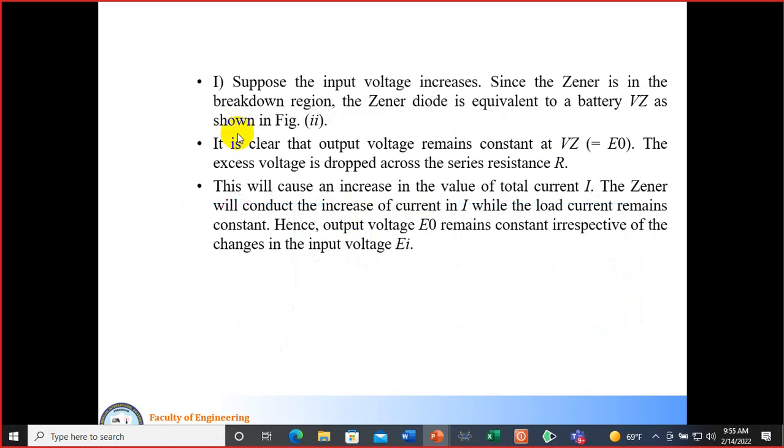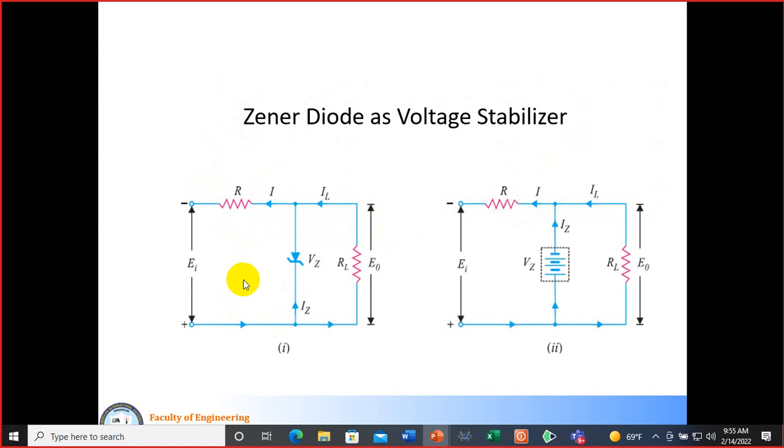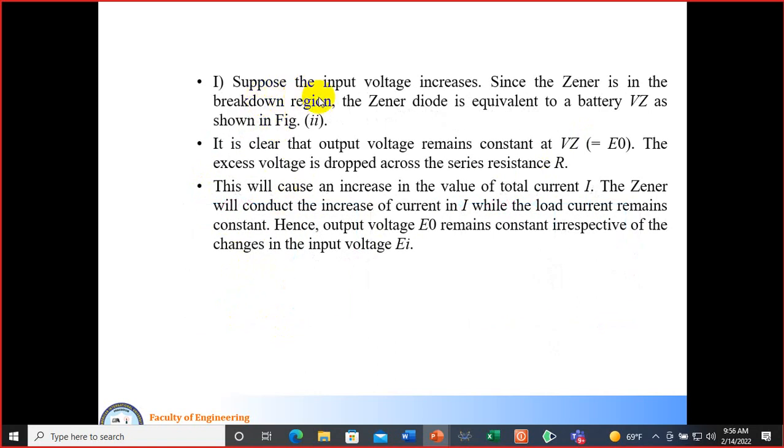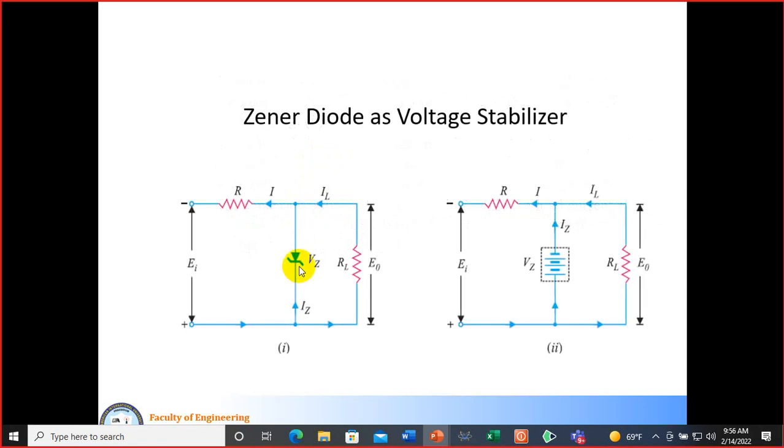Now, case one. In this situation, suppose the input voltage increases. Since the zener is in the breakdown region, the zener diode is equivalent to a battery VZ as shown in figure 2. So look at over here. We can replace the zener diode with the equivalent voltage VZ for our ease of analysis.